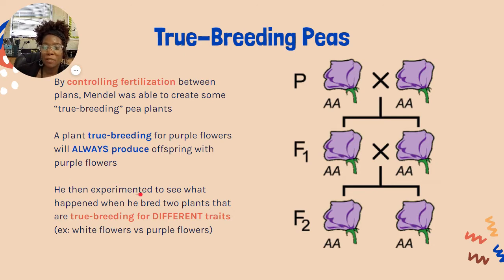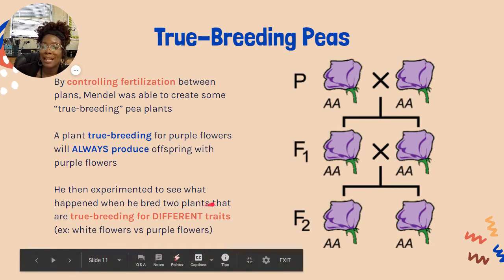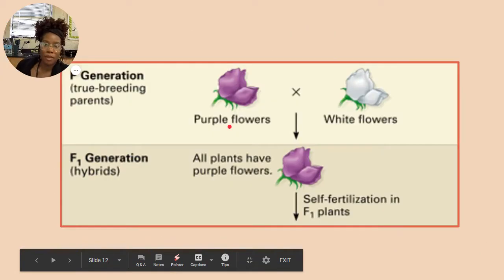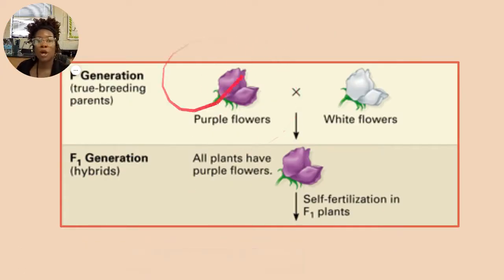But he then experimented to see what happened when he bred plants that were true breeding for different traits. So for example, he took a true breeding purple plant, which always produced purple offspring. Took a true breeding white plant, which always produced white offspring. He mated those together and was like, what's going to happen? Well, he found out that they produce purple offspring. All of them. All the offspring were purple.